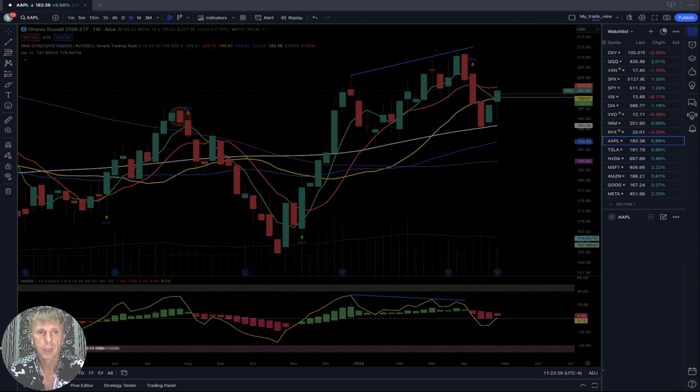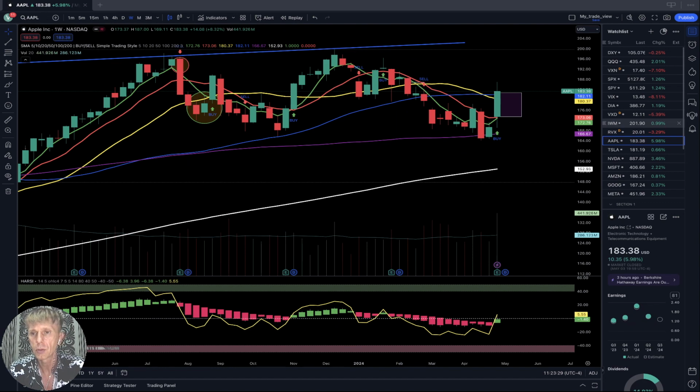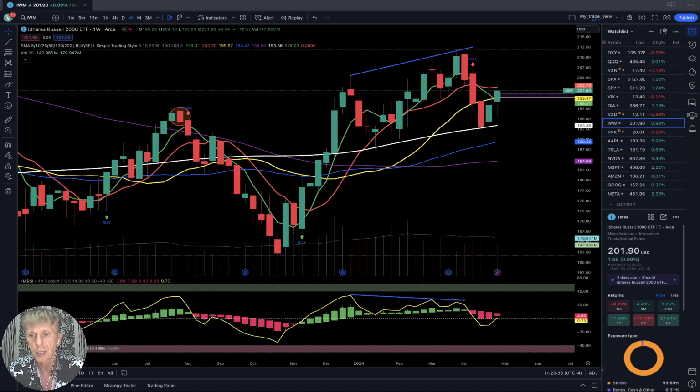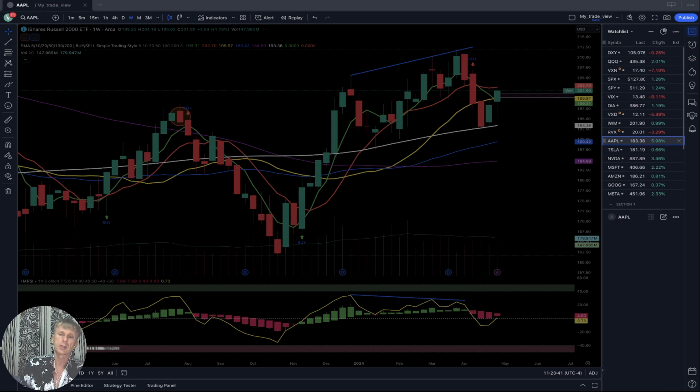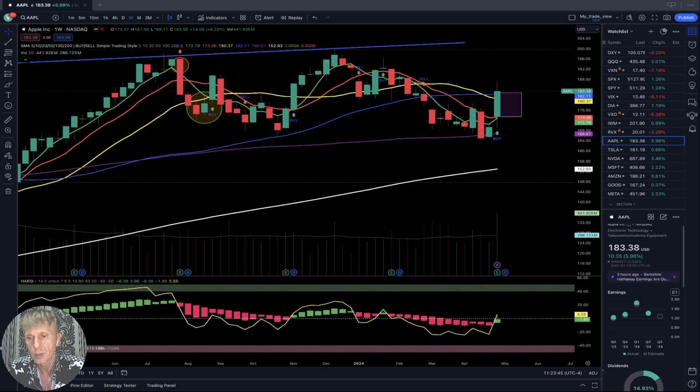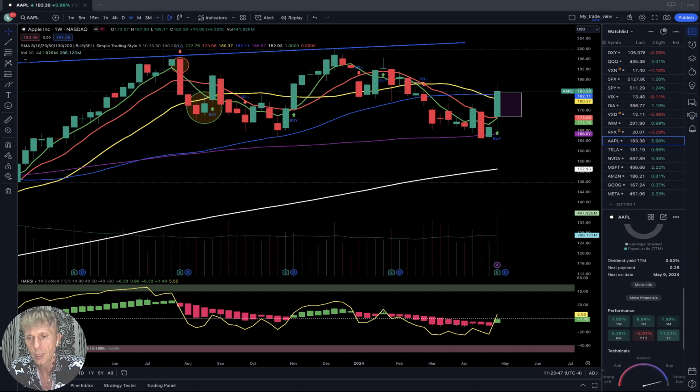Now let's start. Let's see what's going on with performance for IWM. Year to date plus 1.25%. Russell 2000 very weak performance so far. Still positive, at least 1.25% positive. Apple, let's see what's going on with Apple. Year to date minus 2% for Apple.